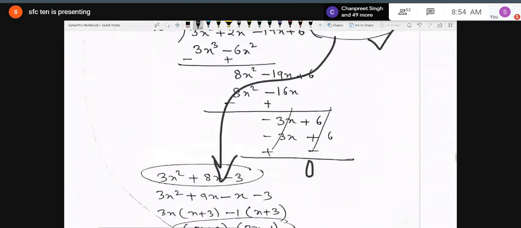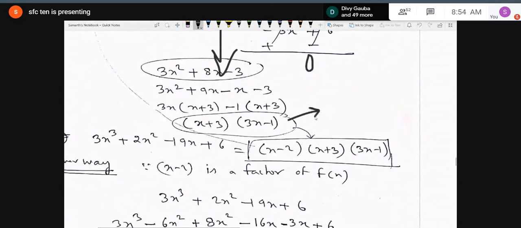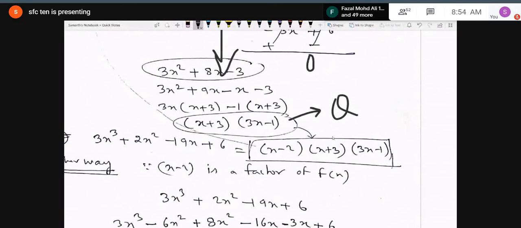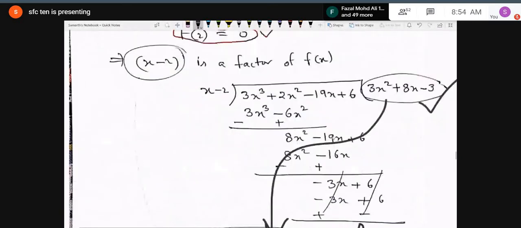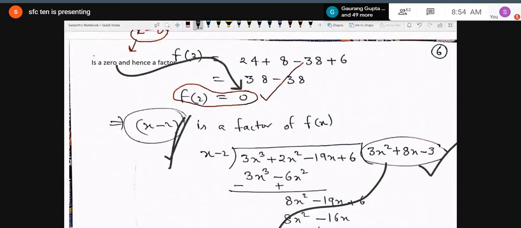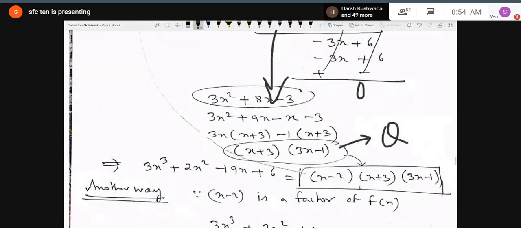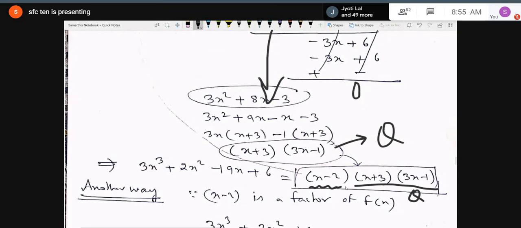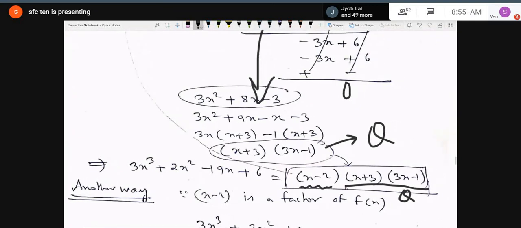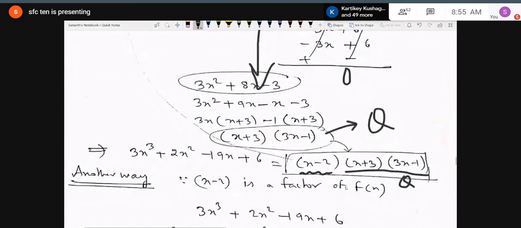Now if you see carefully, one factor was x minus 2, which we got in the beginning. So the complete factorization of 3x cube plus 2x square minus 19x plus 6 is x minus 2, which we found in the beginning, and these are the two remaining factors, x plus 3 into 3x minus 1. So this is one method by which you can factorize. It was already mentioned to use the remainder theorem, so I have applied that.